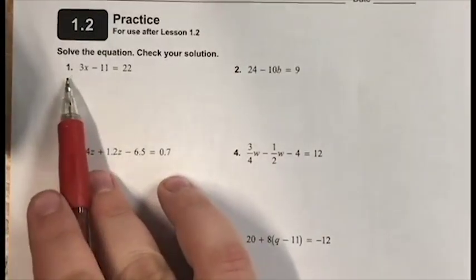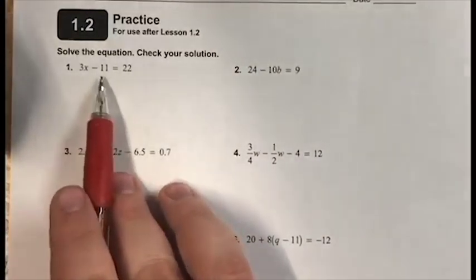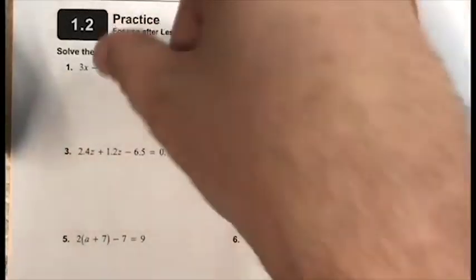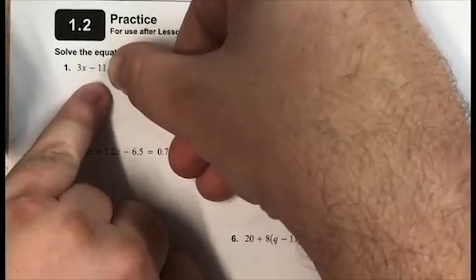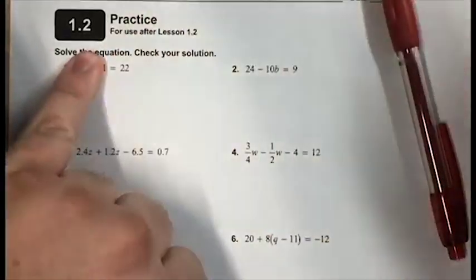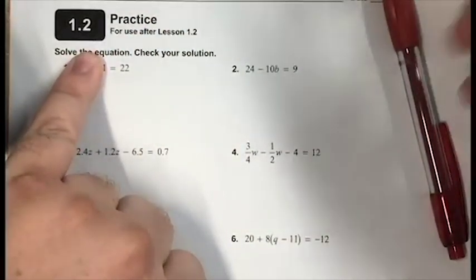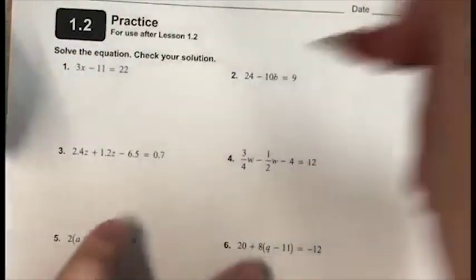But let's look at it. First off, it said simplify each side of the equation. So I'm going to look at this expression. There's nothing I can do with this. It's as far as I can take it. I'll look at this side. Is there anything else I can do with it? No. So now let's do our SADMEP.